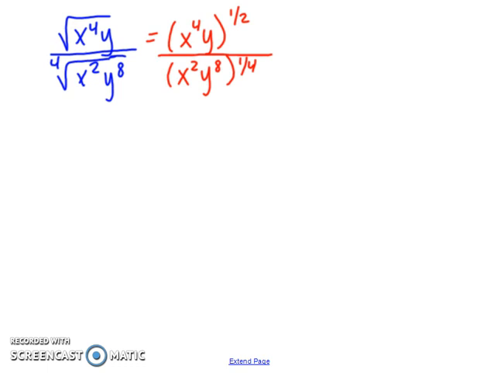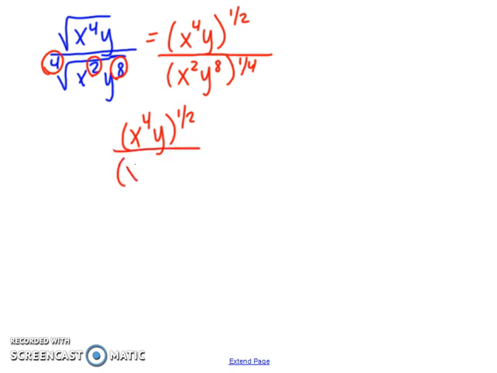So if I wanted to make them both be 1/2, I'm going to keep the top exactly the same. So x to the 4th y to the 1/2. Now, the one on the bottom, if I want to change this index to a 2, I would divide it by 2, because 4 divided by 2 is 2. That means each exponent I have to also divide by 2.